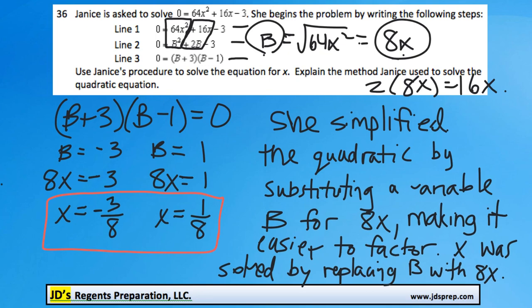So, what I wrote down is that she simplified the quadratic by substituting a variable b in place of 8x, making it easier to factor. X was solved by replacing b with 8x, and that's the last step that we did, right? Once it was factored, we replaced b with 8x and was able to solve for x.